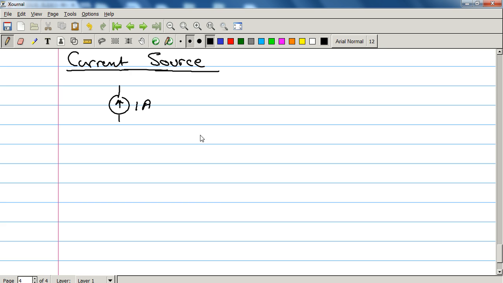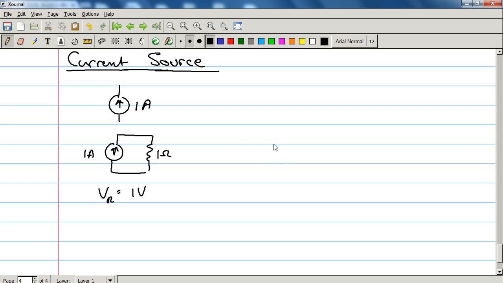So if we were to take a current source and connect it to a resistor, and this is a 1 amp supply, and this is a 1 ohm resistance, the voltage across the resistor is 1 volt, IR. So the current source doesn't have an infinite supply of voltage. It just depends on how much resistance it encounters. Same way a voltage source has an infinite current supply, it just depends on what it encounters.